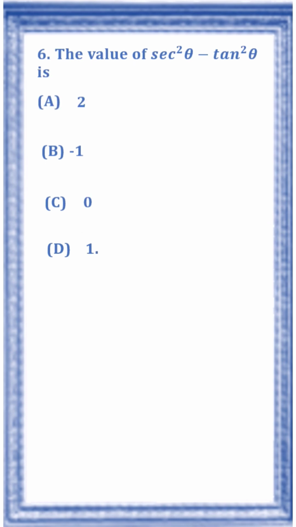The sixth question. The value of secant square theta minus tan square theta is. We can remember the identity tan square theta plus 1 is equal to secant square theta. So secant square theta minus tan square theta is equal to 1. So option D is correct.